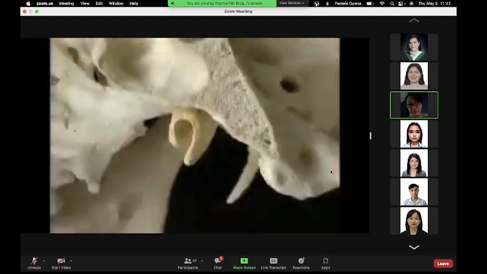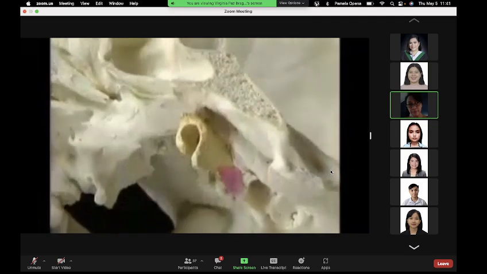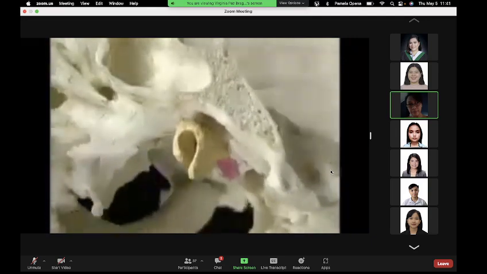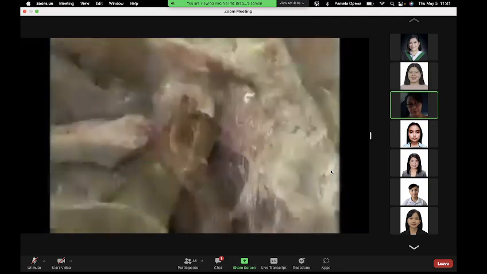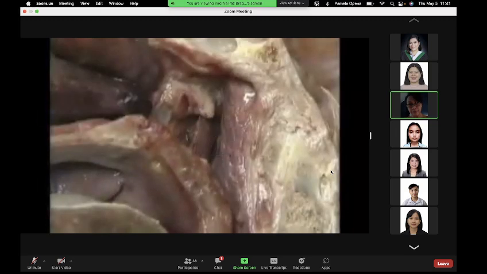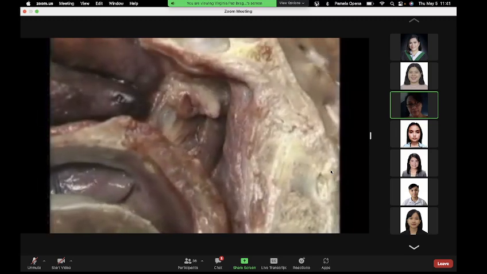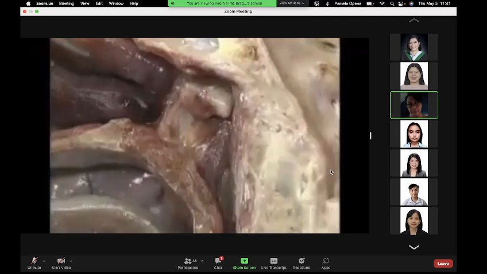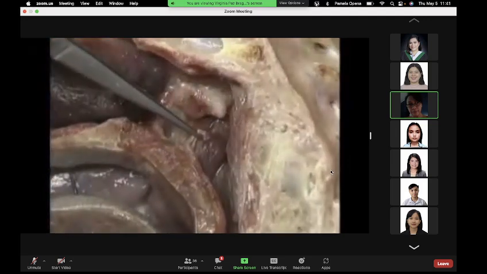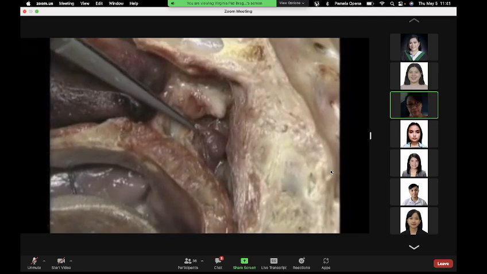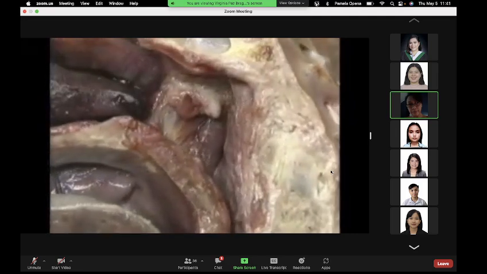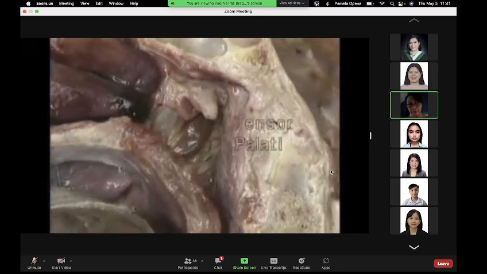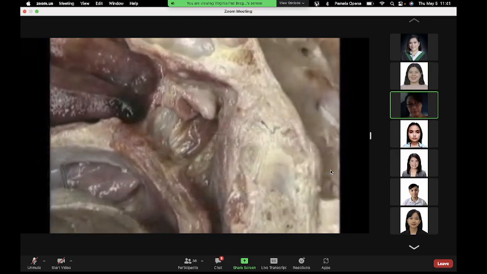Levator palati arises here on the petrous temporal bone. It passes along the underside of the auditory tube, runs downward and medially, and joins in the midline with its fellow from the other side, forming a sling. Levator palati moves the soft palate upwards and backwards. To see the tensor palati muscle, we'll remove the levator. Here's tensor palati.